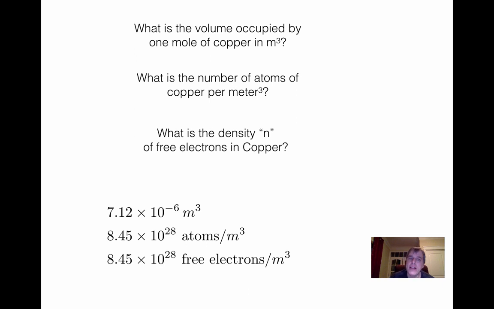And now, because I told you that each atom of copper gives 1 free electron, the number of free electrons per meter cube is also 8.45 times 10 to the 28. So in the case of copper, the number of atoms per meter cube is the same as the number of free electrons per meter cube, because each atom gives 1 free electron.